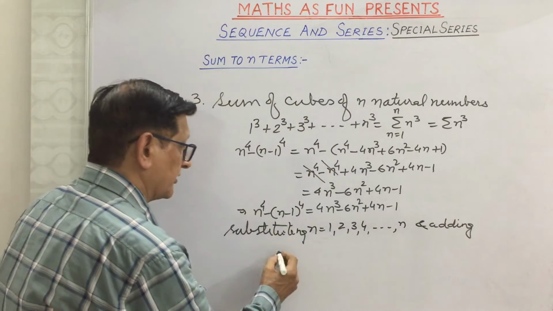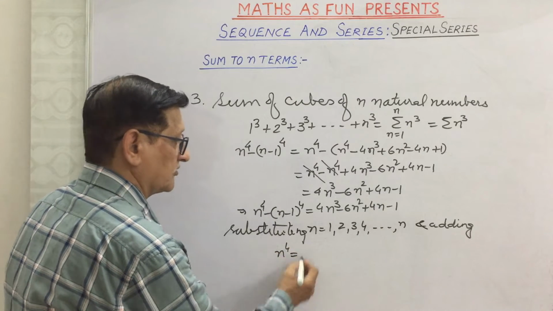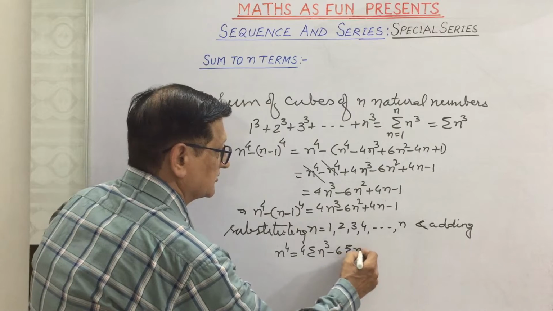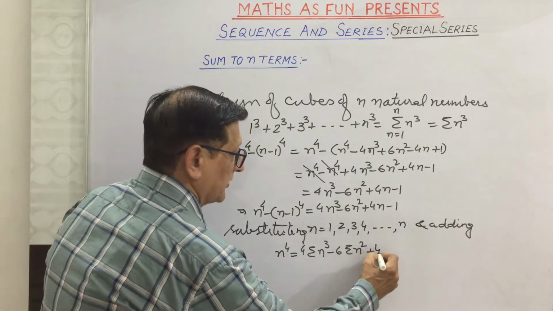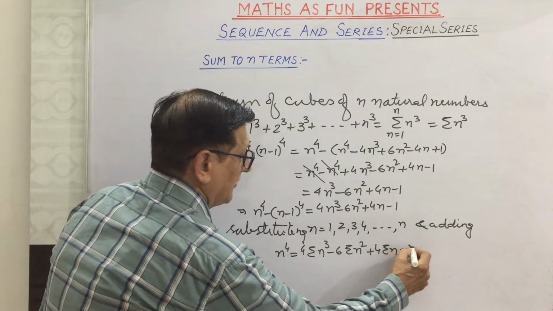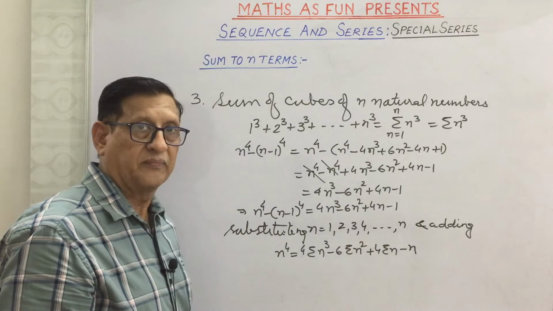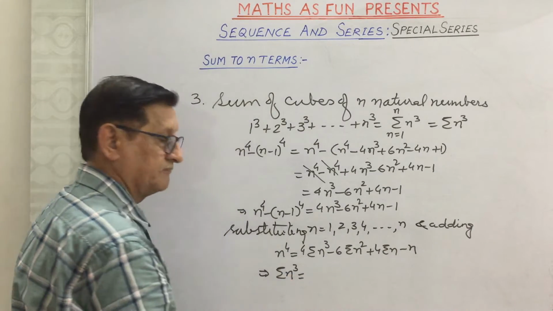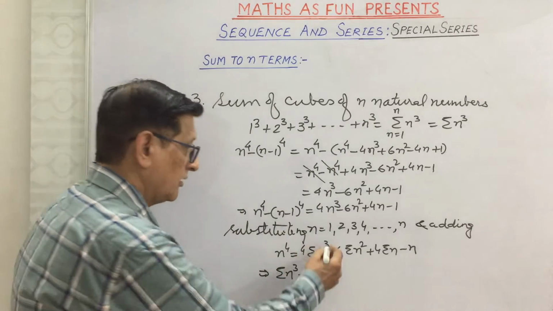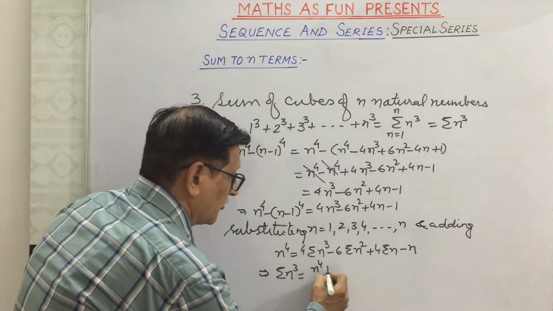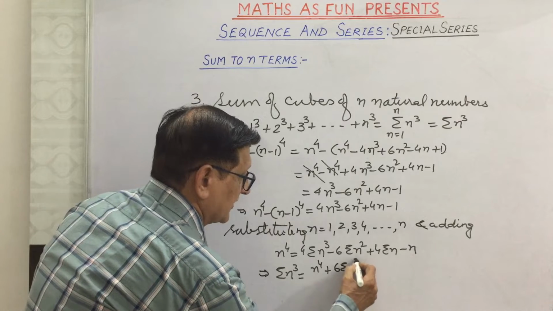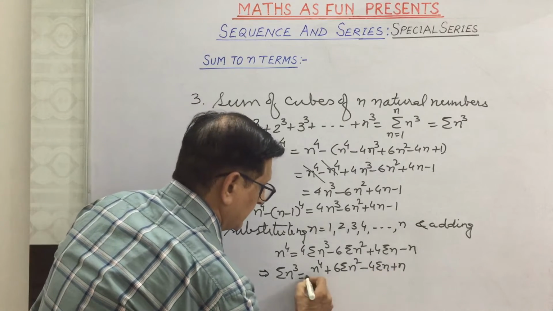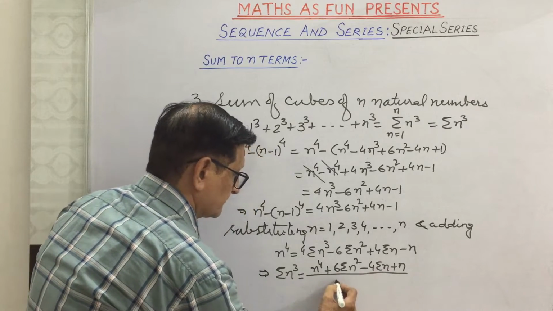we will be getting here n power 4 is equal to 4 into sigma n cube minus 6 into sigma n square plus 4 into sigma n minus n. It means we can find sigma n cube as n power 4 plus 6 sigma n square minus 4 sigma n plus n, divided by 4.